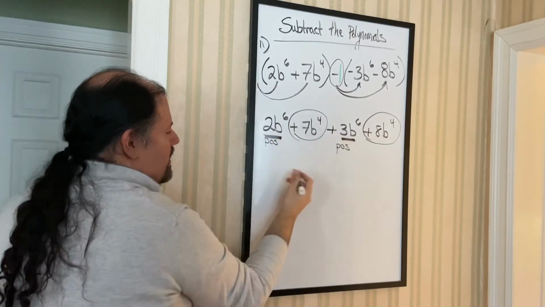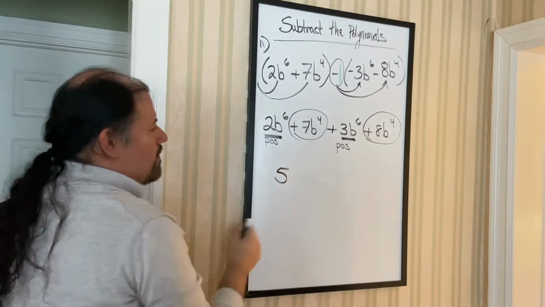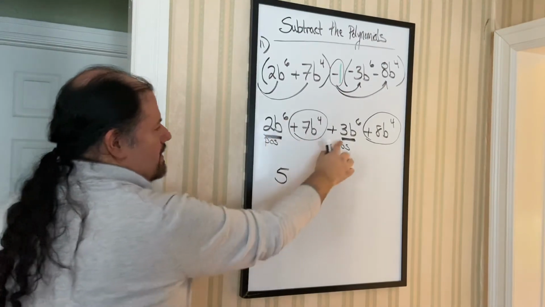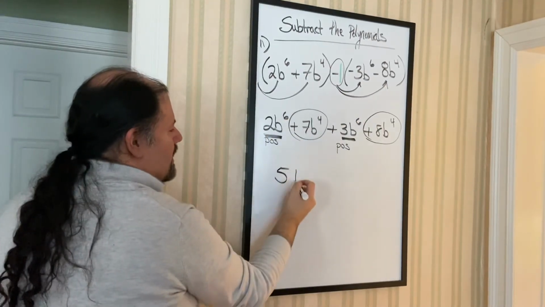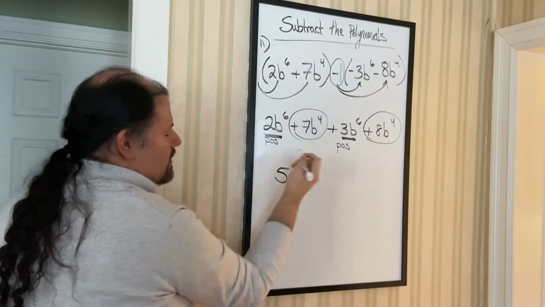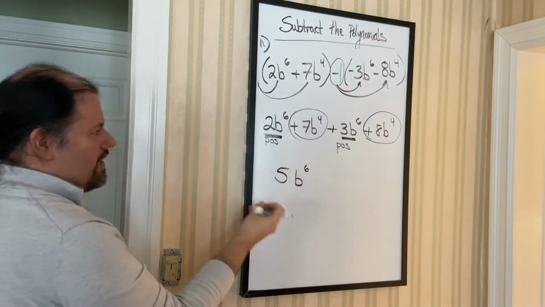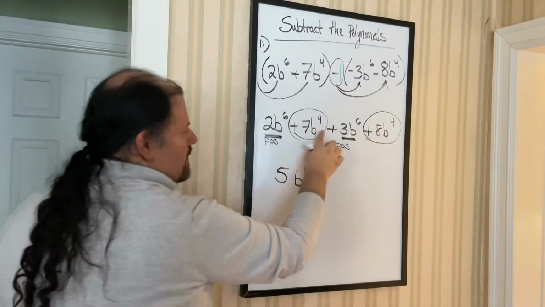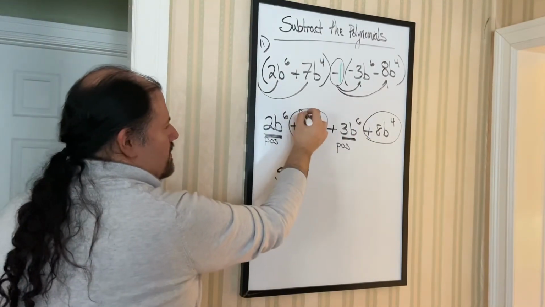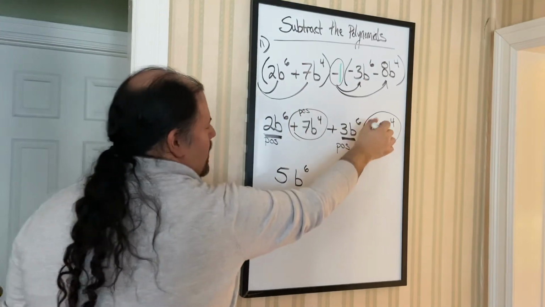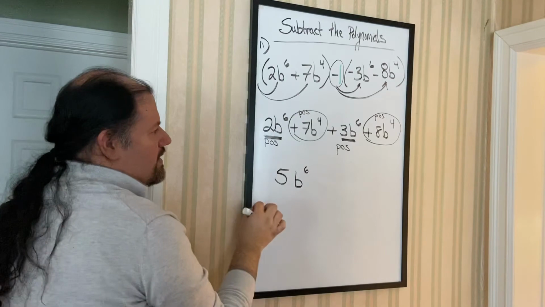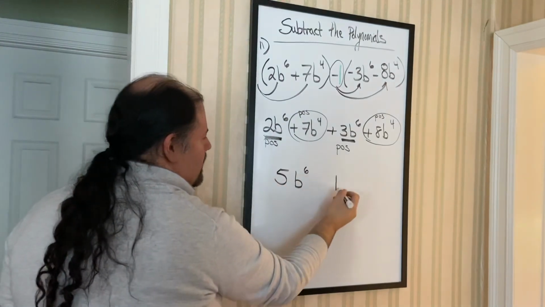2 plus 3 is 5. But we're going to keep the same matching variable part. B to the 6th, B to the 6th. It's going to stay B to the 6th when you're adding, collecting like terms. And then for these two guys, notice this is a positive, this is a positive. Tug of war says if they're matching, you add. 7 plus 8 is 15.